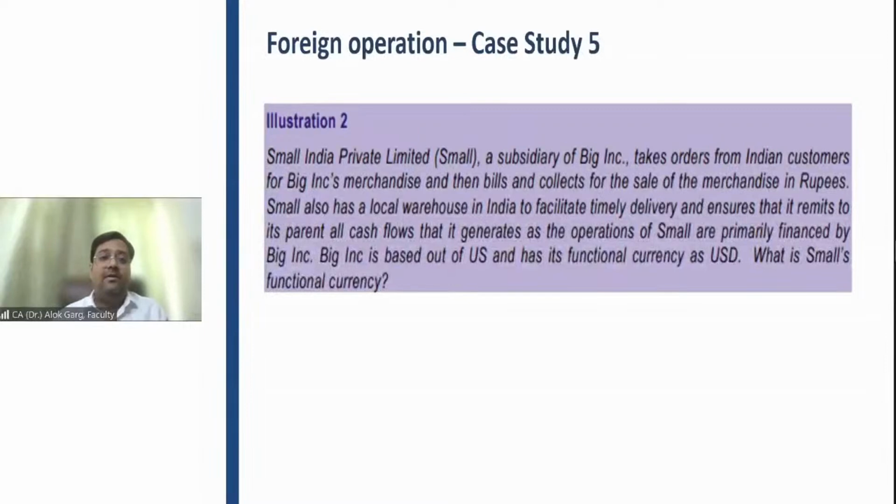Measurement and recognition. Small India Private Limited, a subsidiary of Big INC, takes orders from Indian customers for Big INC merchandise and then bills and collects for the sale of the merchandise in rupees. Small also has a local warehouse in India to facilitate timely delivery and ensures that it remits to its parent all cash flows that it generates, as the operations of Small are primarily financed by Big. Big is based out of the US and its functional currency is the US dollar. What is Small's functional currency?